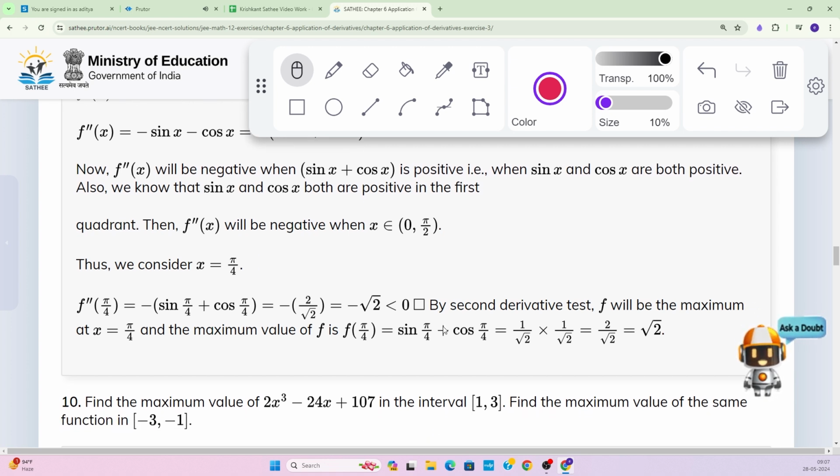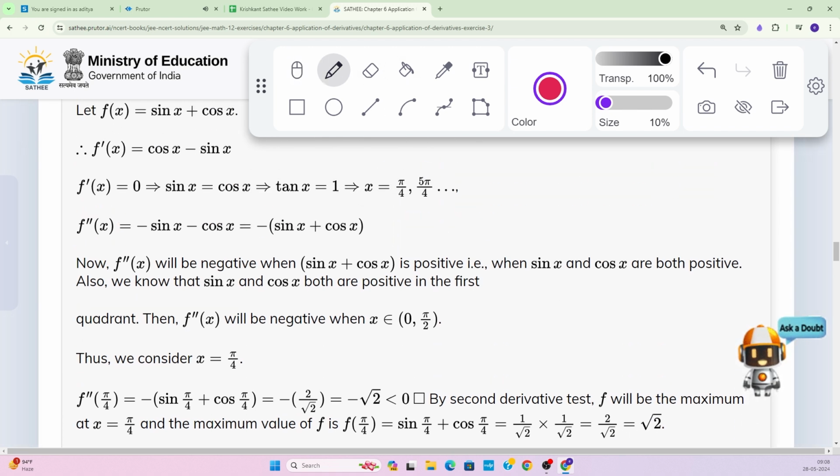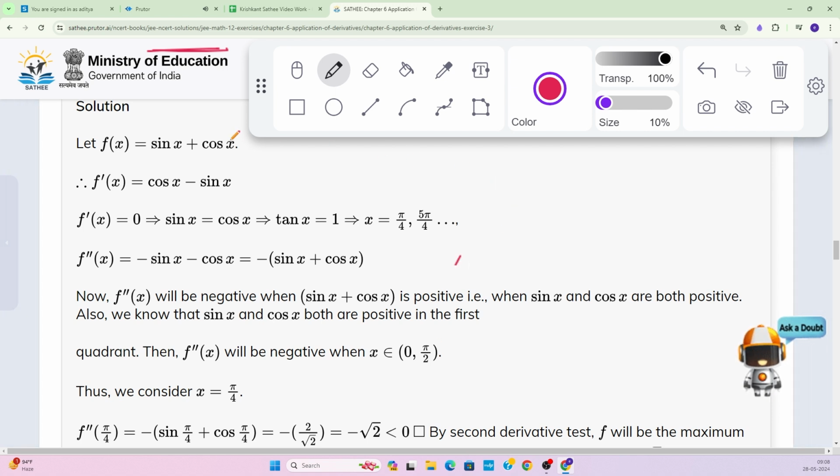So your maximum value will be f of pi by 4. So f of pi by 4 means sin pi by 4 plus cos pi by 4, which means 2 multiplied with 1 by root 2. This equals root 2. Then it gives the maximum value for sin x plus cos x. So the maximum value of sin x plus cos x will be root 2. Clear? I hope it is clear to you. Okay, now let us move next.